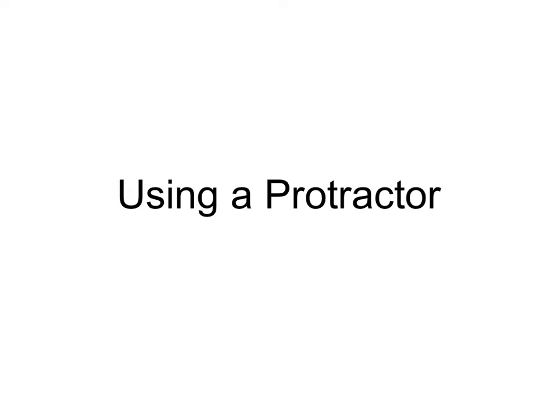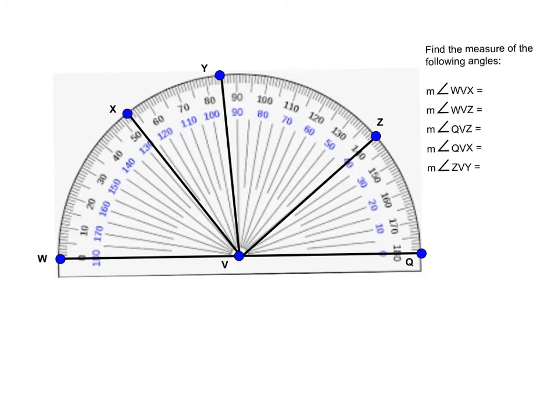Using a protractor. Let's jump in. Alright, so we're going to find the measure of the following angles, starting off with the top, the measure of angle WVX. So you always want to start at the point that it tells you to, and then let's highlight that. So we're going to go WVX.